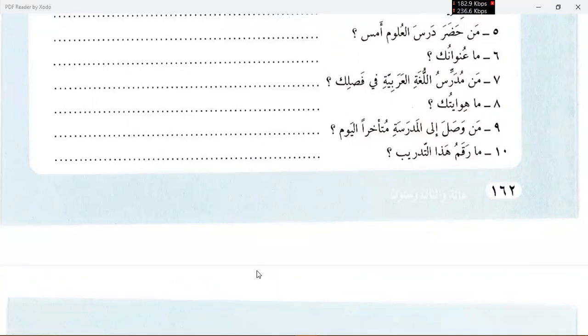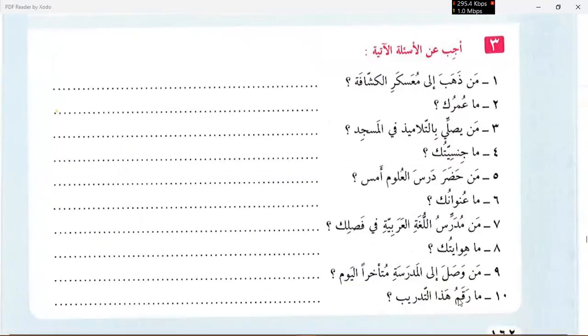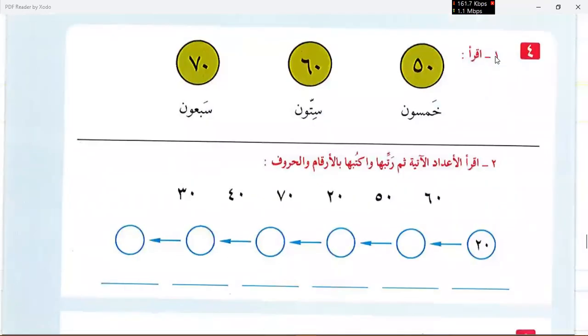What is the number? Three. The third, okay. Then he's asking you to read these numbers, 50, 60, 70, and then arrange them.